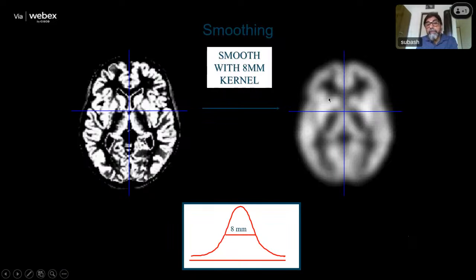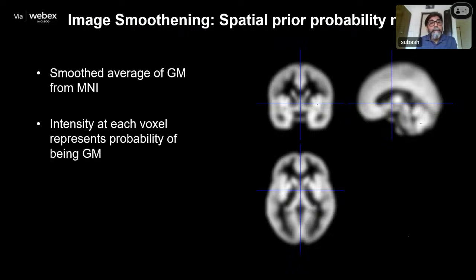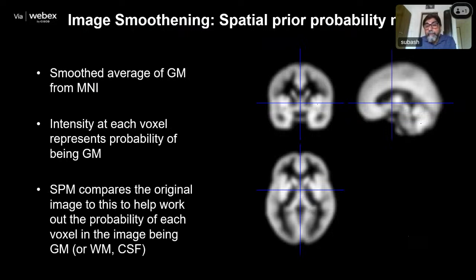So you can see it has been smoothened now. You can see all the variations which were there in the unsmoothed image are gone now, because we have a much better signal-to-noise ratio to compare the two subjects.